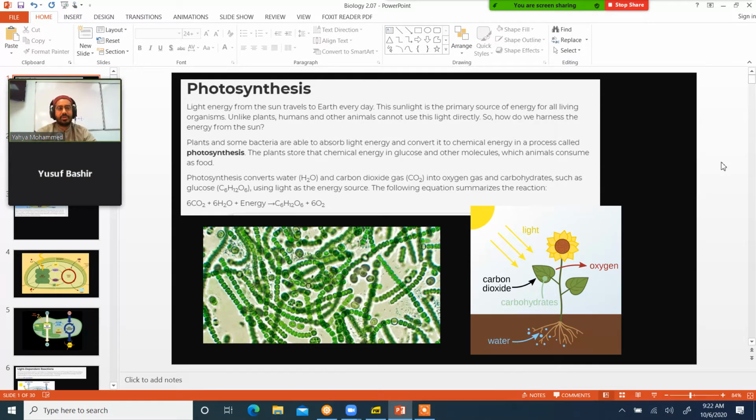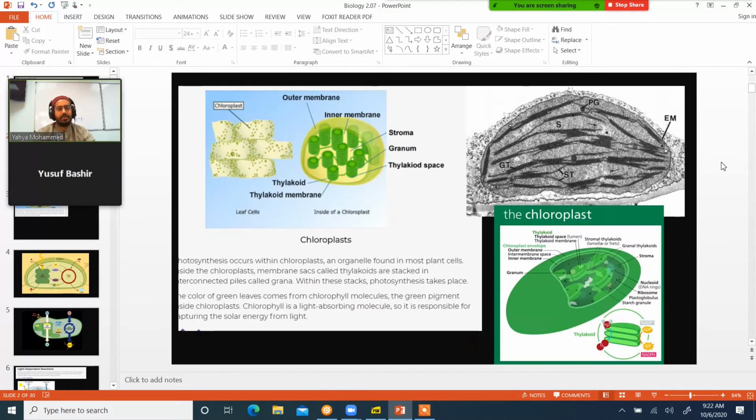We're going to talk in detail about what's going on. First of all, this process occurs in the chloroplast. The chloroplast is what gives all of this its green color. These are some different kinds of pictures. Some of these pictures are more like cartoons, and this picture over here is from the electron microscope. This shows you that the chloroplast has these stacks of different things.